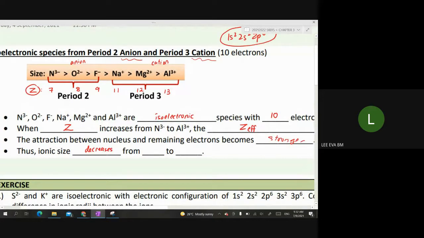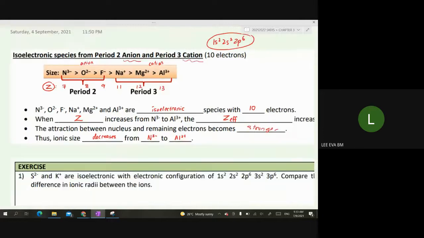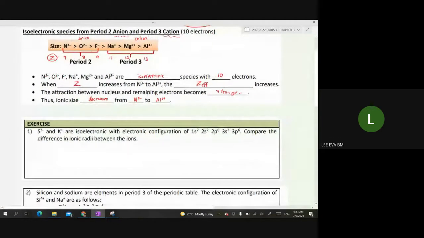So from where to where? Ionic size decreases from nitrogen to aluminium, N3- to Al3+. Remember, to answer questions specifically, you have to mention the elements in the question. All right, so let's move into the exercises below.